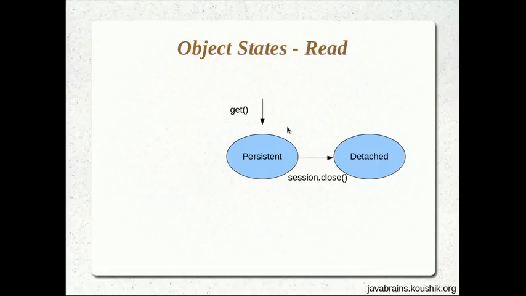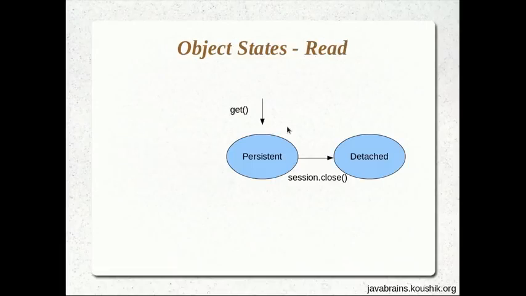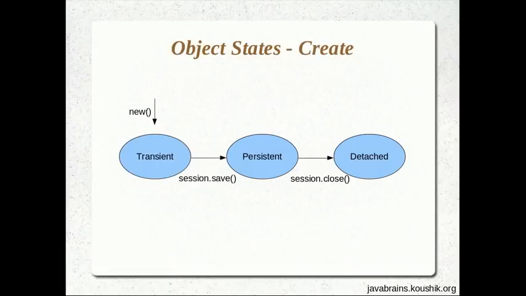Now, update is a little bit tricky. We can do an update either by the create flow or by using the read flow. If I do an update using the create flow, I have a new object here and it's transient by default. I cannot make any updates here. Whenever I make an update, it just updates the object. It's not going to update the database. But then I do a session.save, it becomes persistent.